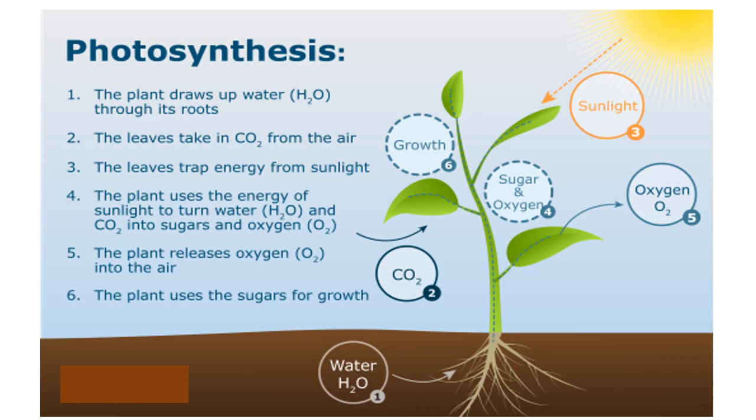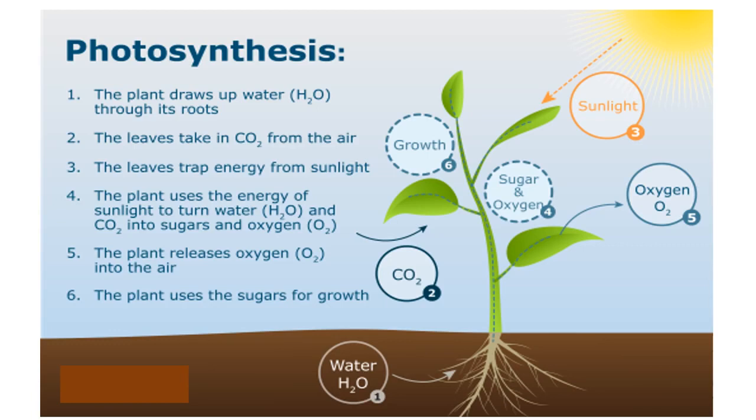In the next step, the plant uses the energy of sunlight to turn water, H2O, and carbon dioxide, CO2, into sugars and oxygen, commonly represented as O2. We are already aware that the sugars are stored in the form of glucose during the process of photosynthesis.